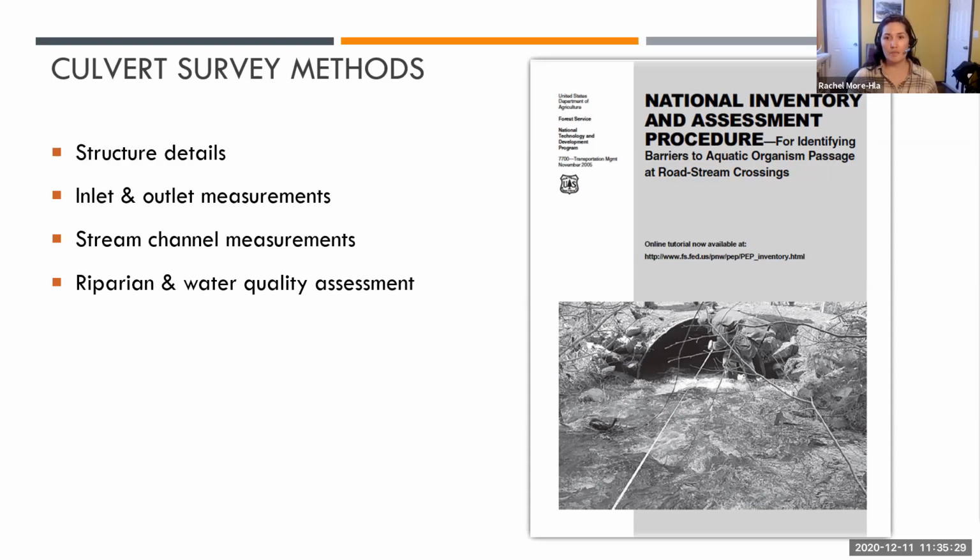Riparian and water quality measurements were taken, including vegetation cover, sediment type, conductivity, dissolved oxygen, and pH. Final habitat scores were weighted calculations based on observation of habitat in relation to each species requirement that was within the area of the culvert. And finally, GPS points and photos of each structure.